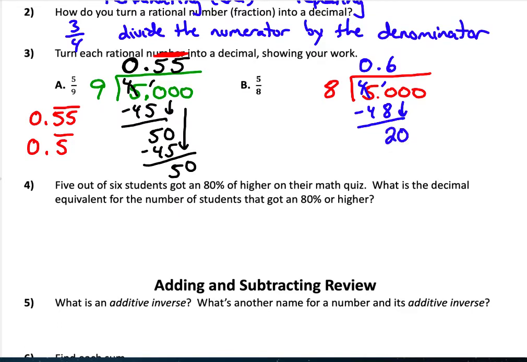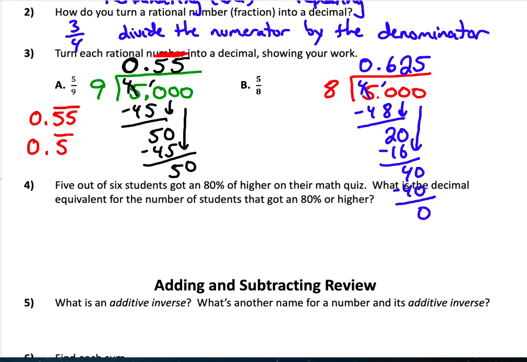And now we repeat our steps. 8 goes into 20 2 times. 2 times 8 is 16. So we're trying to see how many times can my 8 go into that number without going over. How close can I get without going over? So 20 minus 16 is 4, and I bring down another 0. 8 goes into 40 5 times, which is exactly 40, so I'm left with 0.